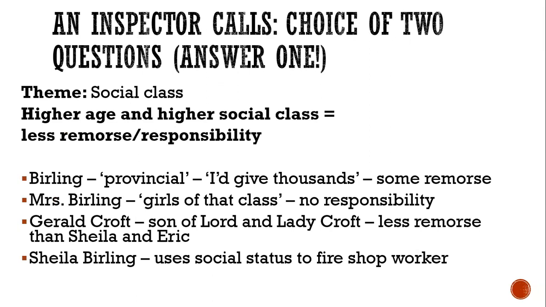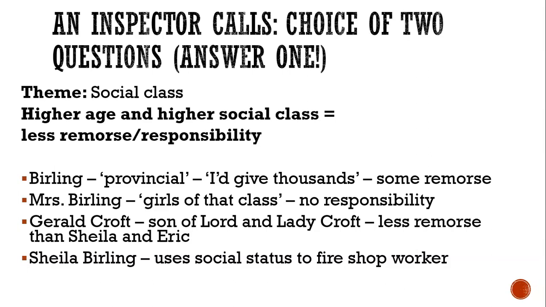My central idea is that the greater in age and the higher in social class you are, the less remorse and responsibility you feel. Interestingly, Mr. Birling starts off as provincial, which means that later he says, "I'd give thousands." So he shows some remorse, Mr. Birling. It doesn't stick perhaps, but he does show some remorse. And we think that's because he was born into more humble beginnings. So he's perhaps suffered some of the hardship that he knows Eva Smith must have suffered.